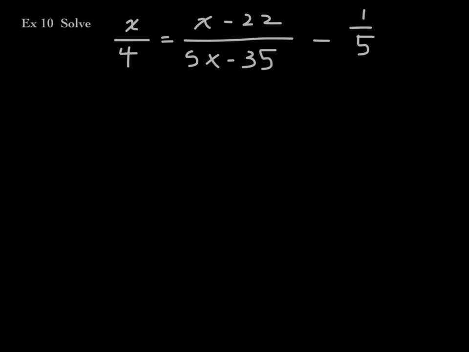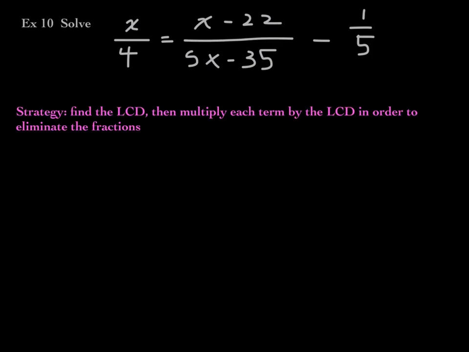Do you remember how we eliminated the fractions? I don't mind reminding you. We multiply every single term by the LCD. So our strategy here is to find the LCD and then eliminate all of the fractions by multiplying each term by that LCD. I think it would be great if you had something like this in your notes.